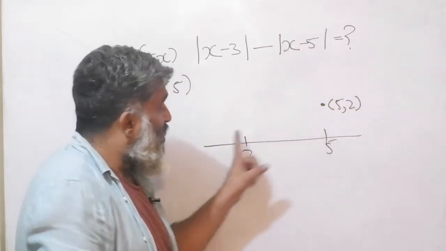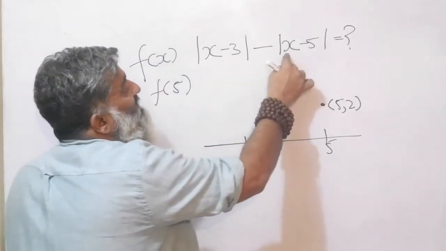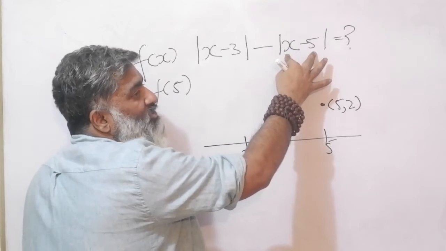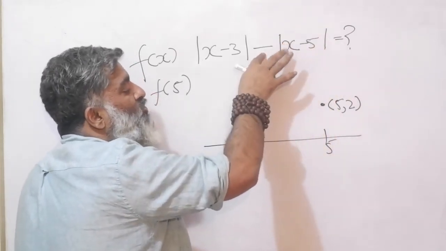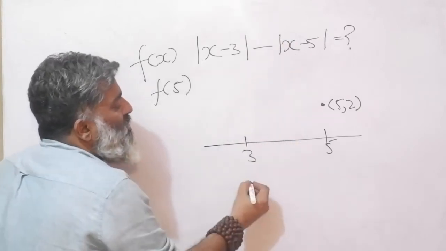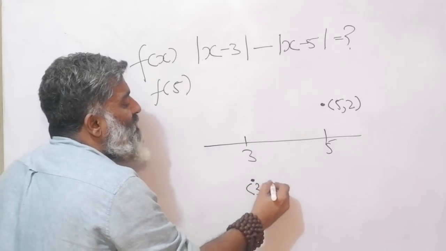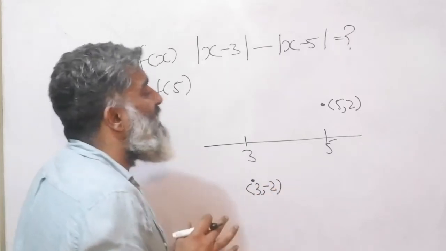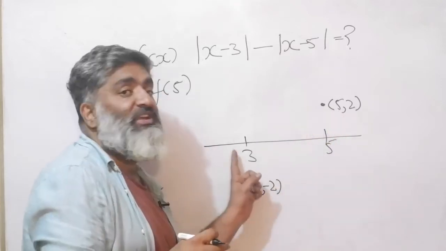Okay, great. Plot the other point as well. Put 3 here, this will become 0, and 3 minus 5 will give you a minus 2, but a mod of that will give you a 2, but outside there is a minus. So overall you will get minus 2. So at this point here somewhere, this location is (3, -2). So what am I doing? I'm finding the value of the function at the extreme points, right?